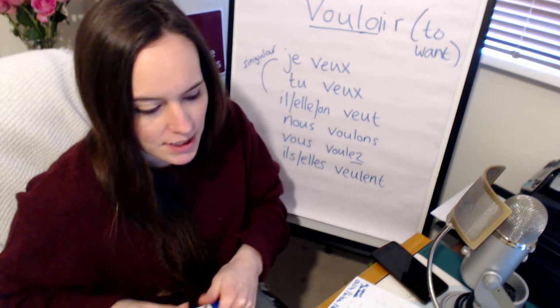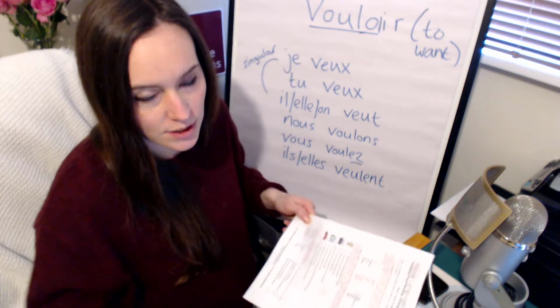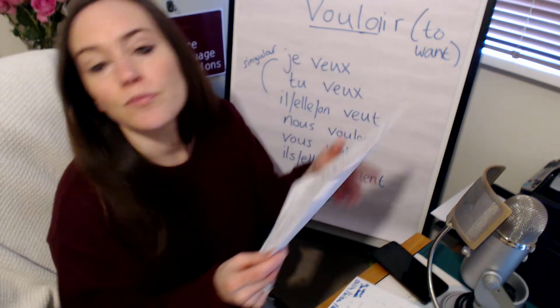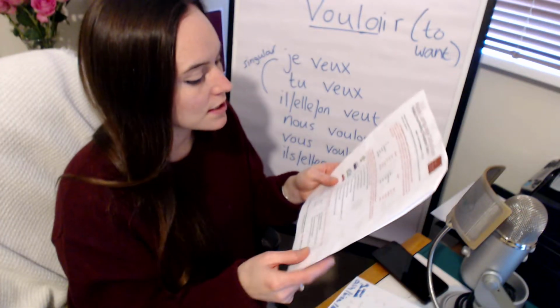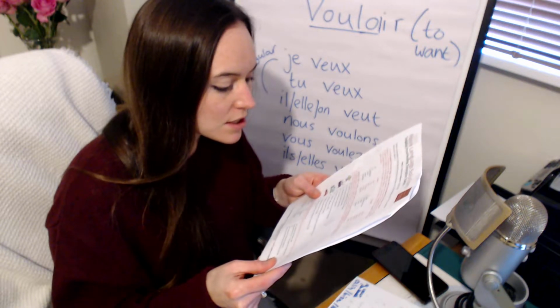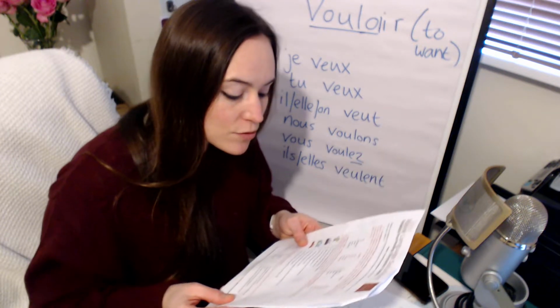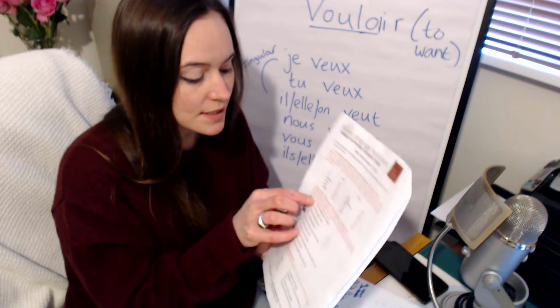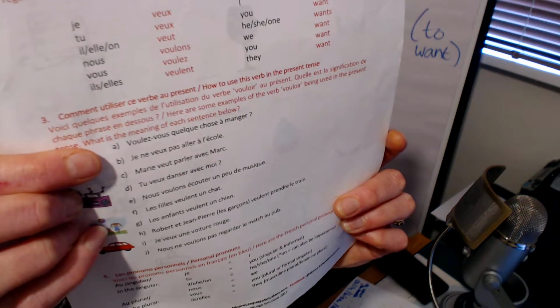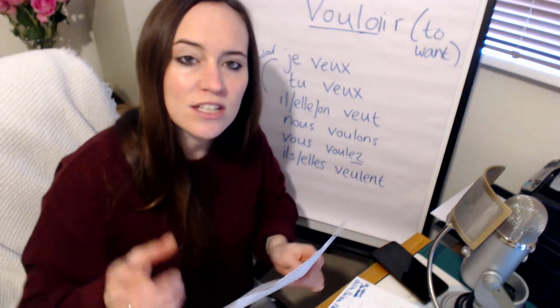Let's have a look at some of the examples I've got here. Trying to keep an eye on the time. We're at nearly 11 minutes. So I'm just going to use examples from the sheet. The first one's actually a question. Voulez-vous quelque chose à manger? Ici, numéro A, or letter A. Voulez-vous quelque chose à manger? Do you want something to eat?